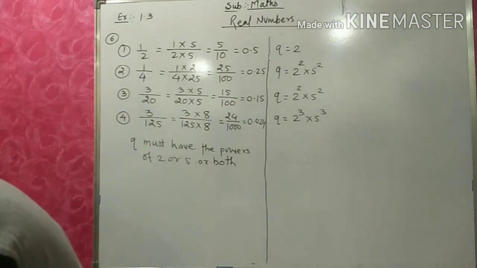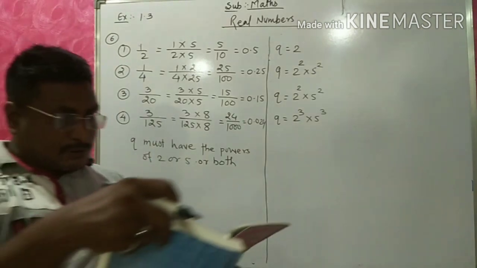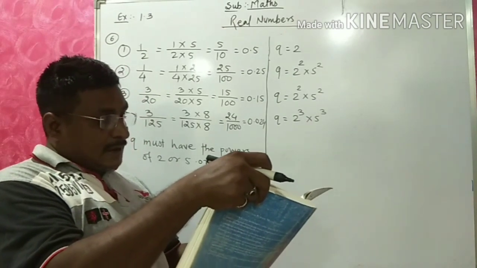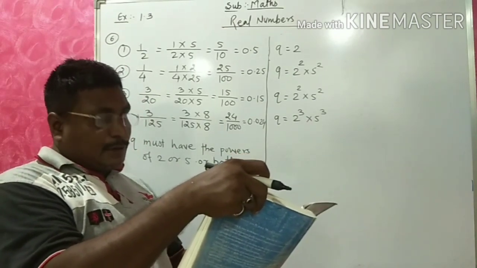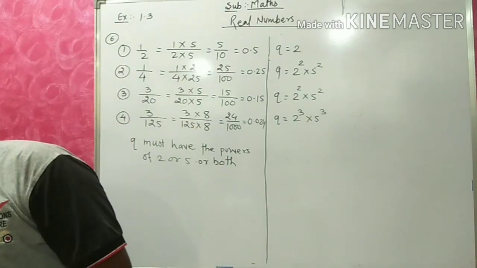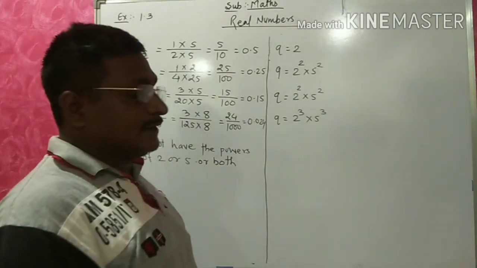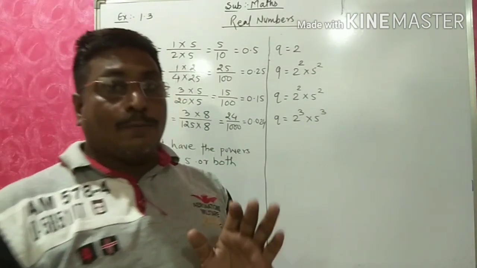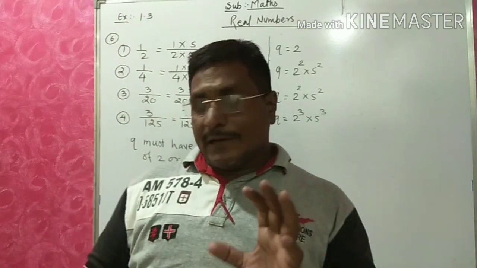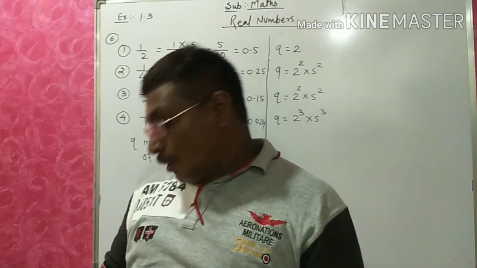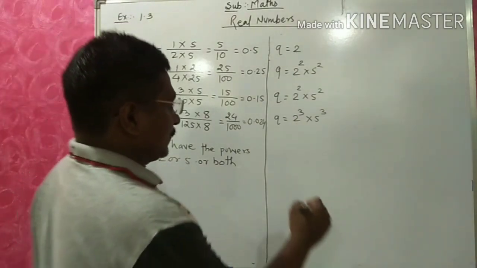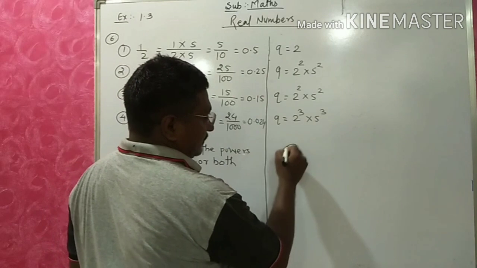Now the 7th question. What is the 7th question? Write 3 numbers whose decimal expansions are non-terminating, non-recurring. Any 3 numbers have to be written. What is the meaning of irrational number? Non-terminating, non-recurring. So how to write those numbers? Answer of the 7th.